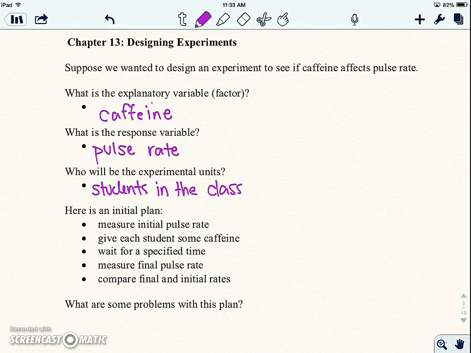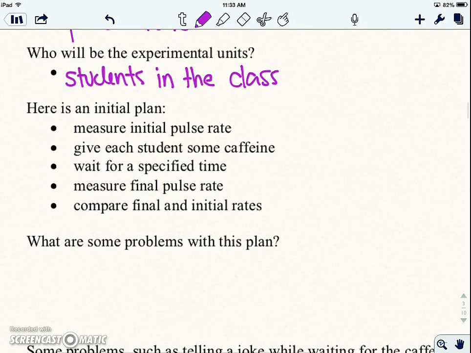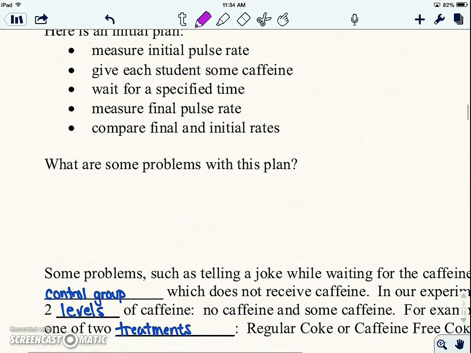Okay, before we did an experiment, we would need to have a plan. So here would be our initial plan. We're going to measure initial pulse rate, give each student some caffeine, wait a specific amount of time, measure the final pulse rate, and compare the final pulse rate. What are some problems with this plan?